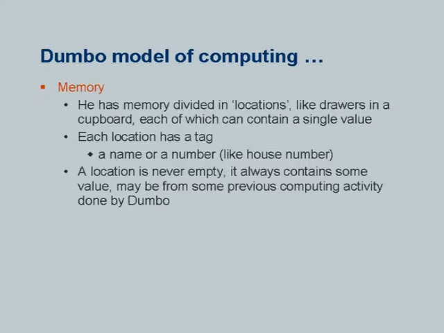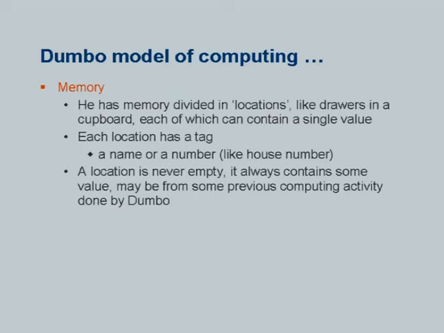We have noticed that Mr. Dumbo has a memory which is divided in locations, like drawers in a cupboard. Each drawer can contain a single value. We also clarified that in this memory model, each location has a tag. The tag is usually a name or a number. We introduced the notion of number here to indicate that in actual practice, the memory locations are addressed through numbers. However, at our level of programming, we emphasize the notion of a name working as a tag.